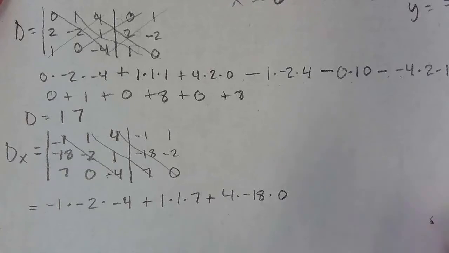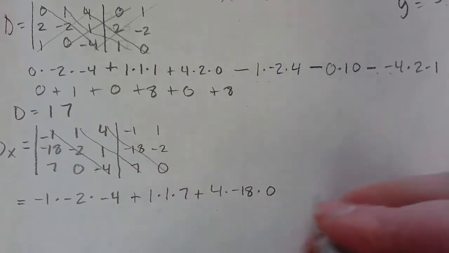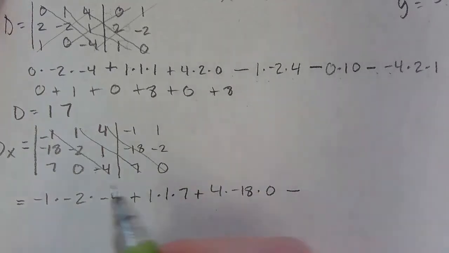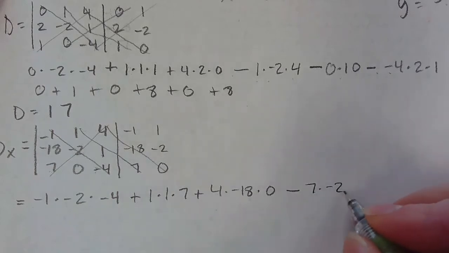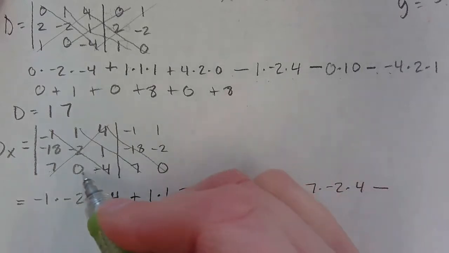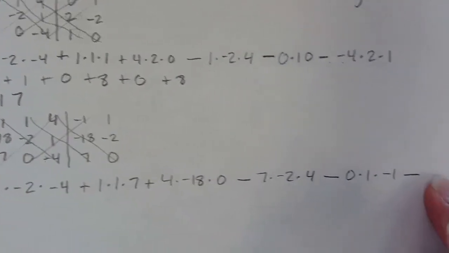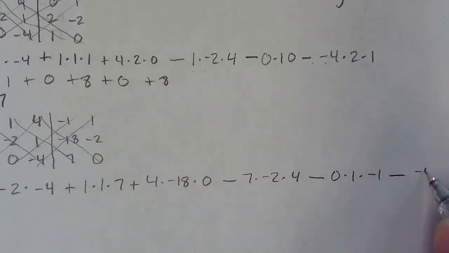And I'm not trying to think ahead and work anything out and think, oh, that's a 0. I am just writing them down right now. I found that just helps us make fewer mistakes. So now all my other diagonals I'm subtracting, they go the opposite way. So minus 7 times -2 times 4, minus 0 times 1 times -1, minus, I'm running out of space here, -4 times -18 times 1.